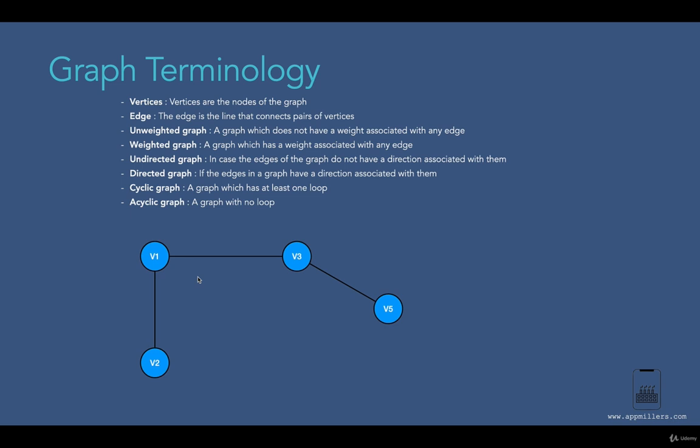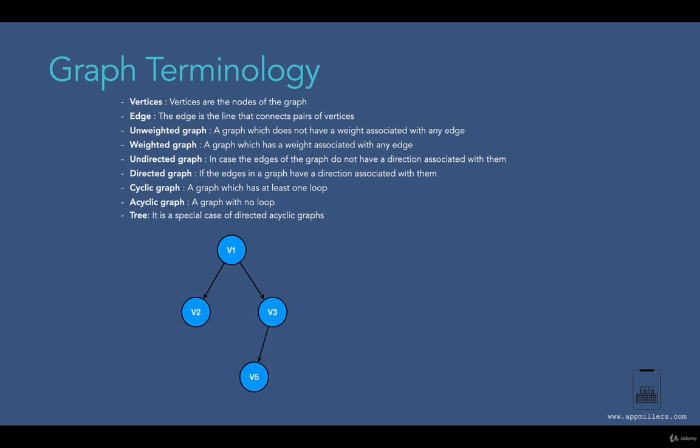Now the next terminology is tree. Tree is a special case of directed acyclic graph. So in this case, in case of tree, we have only one direction from any node to another node, so we cannot come back. We can only go in one direction, so there is no comeback. And here also there is no loop, so we cannot find any cycle over here in case of tree. So this means that tree is a special case of directed acyclic graph.